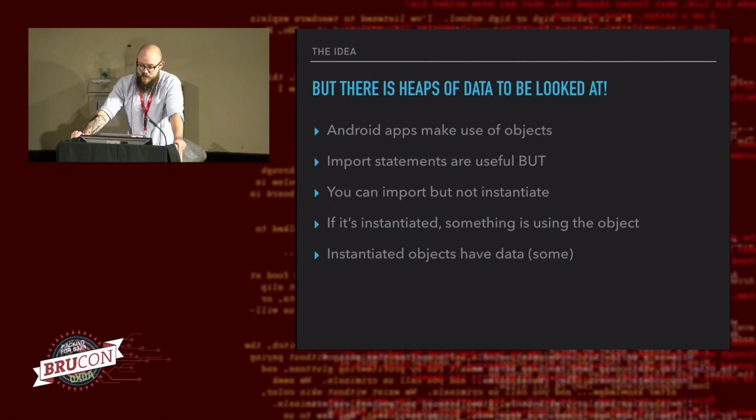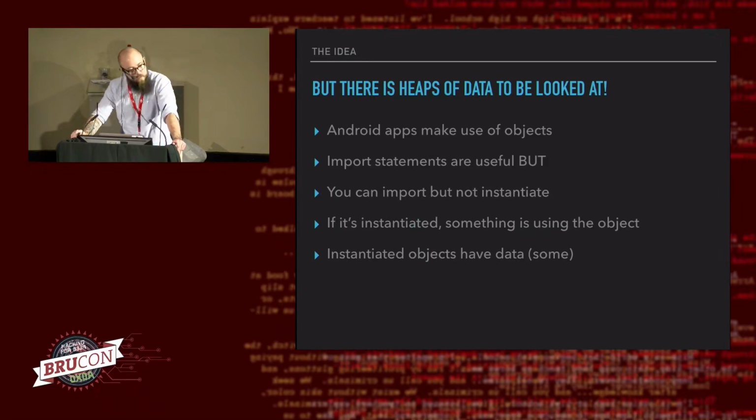And I thought, okay, import statements are useful to look at what objects an app is using, but you can import but not necessarily instantiate. Very bad coding pattern. You can, in a way, assume that if it's instantiated, something is using the object. So if there's my object, mu equals new object, something is using that object, or they're just wasting memory. And of course, instantiated objects have data. They are very interesting to look at.